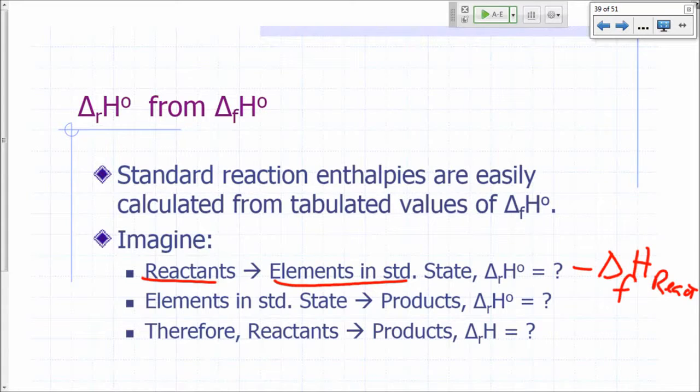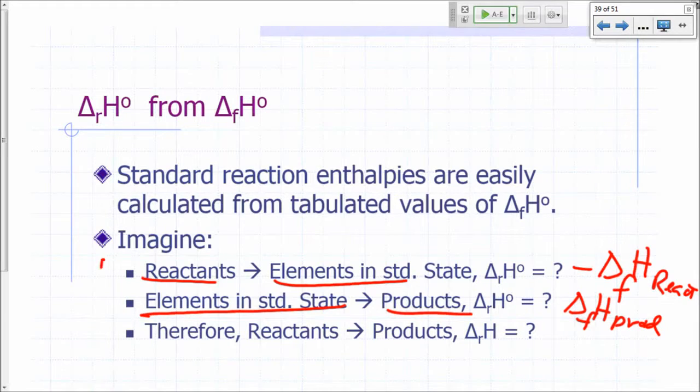Okay. Now imagine the elements in their standard state, change them to products. What's the delta H for that? That's just the delta H of formation of the products. You're making it from the elements in their standard state. And you have to add it up for all the reactants and add up all the numbers for the products.